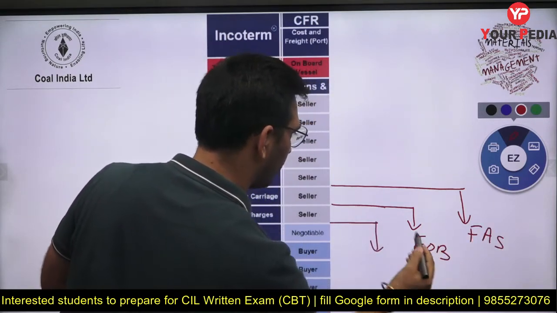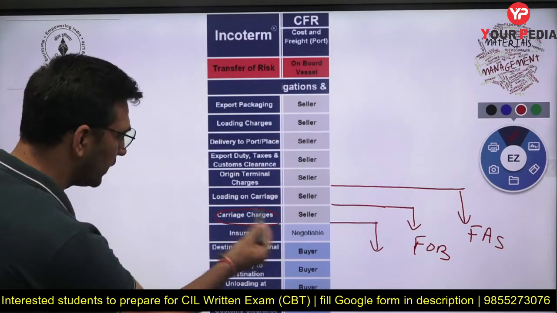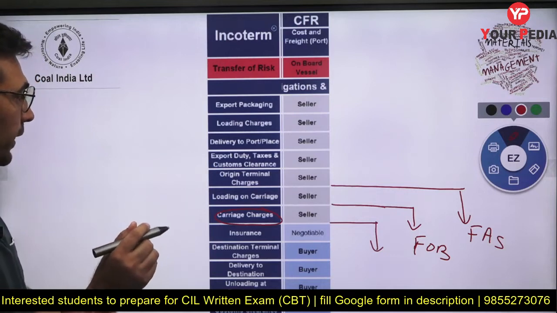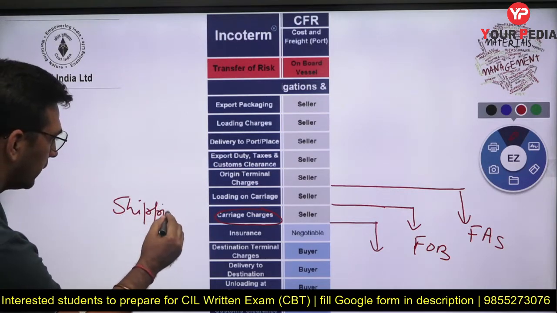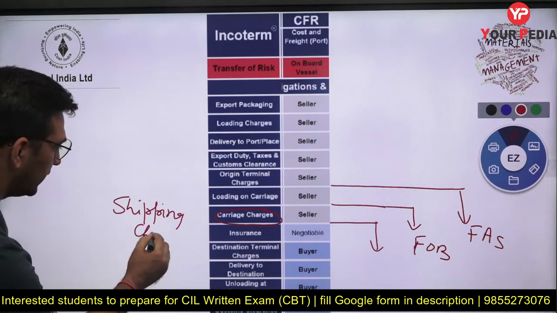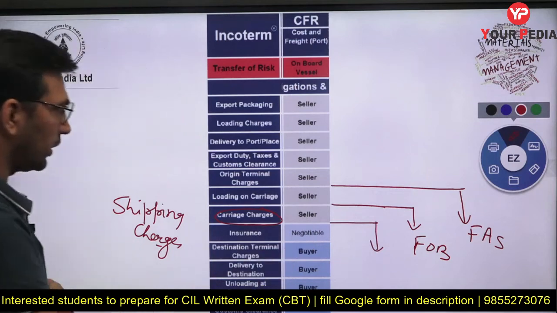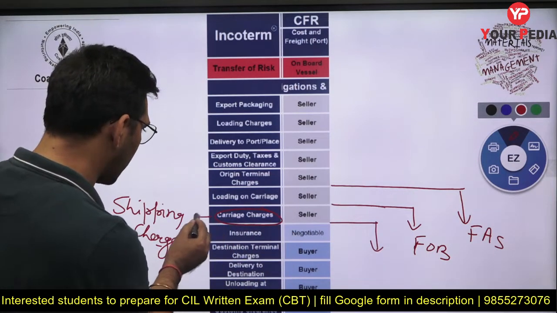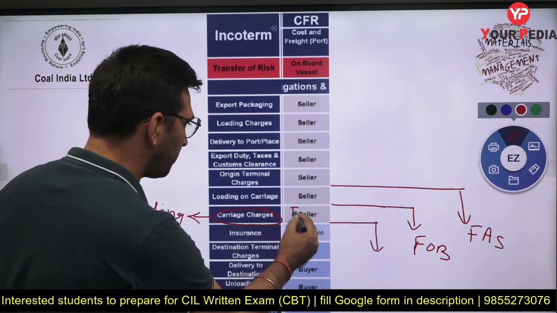We were saying free on board. So when we said free on board, then we were saying the carriage charges. Carriage charges mean who? These are the shipping charges, transportation charges. These were earlier the part of, in FOB they were part of buyer. This was buyer earlier.